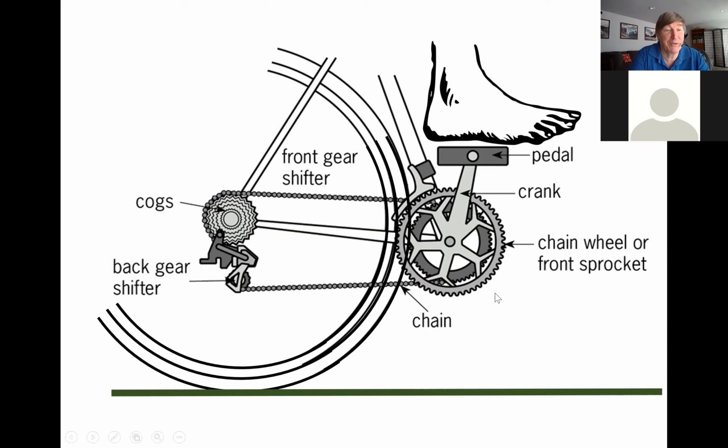Okay. Oh, Van rides barefoot. Not a good idea, Van. Not a good idea at all.